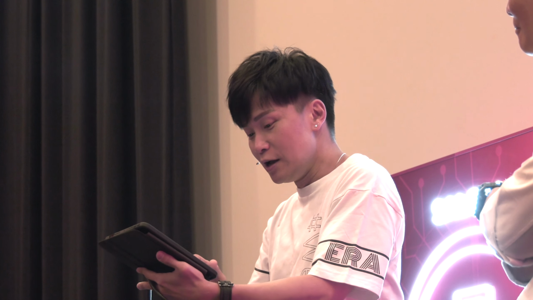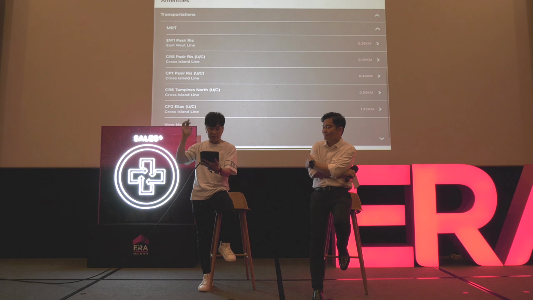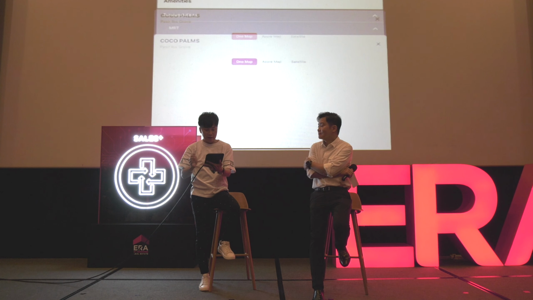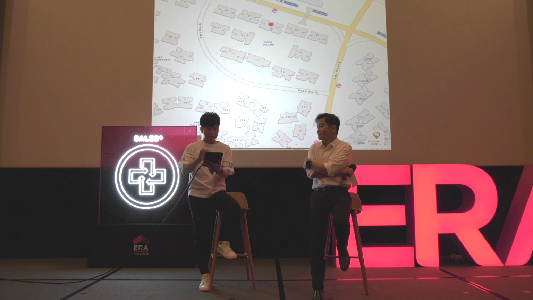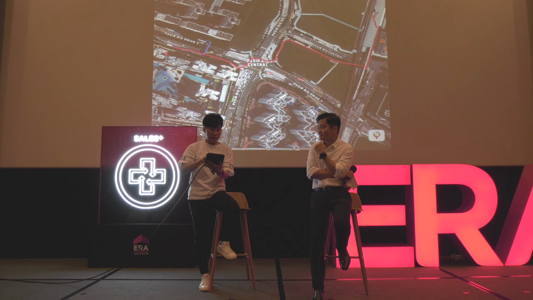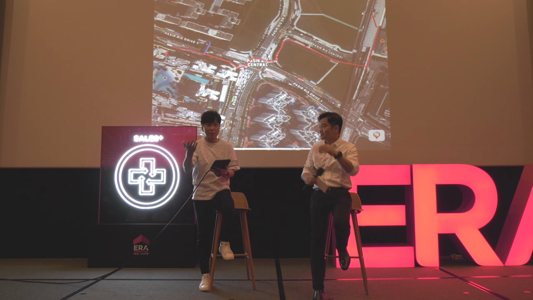So these are all my favorite apps, or favorite portals. So immediately I click on transportation and my Pasir Ris MRT. I click on this, 0.38 kilometers, and then I'll be able to see the road map over there, or if not, the satellite map. So I can straightaway show my prospective tenants.